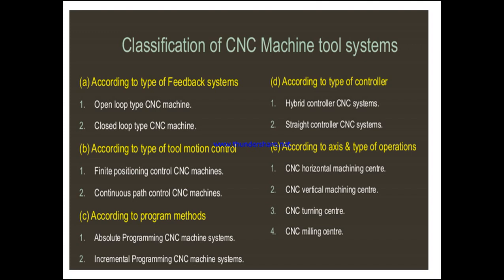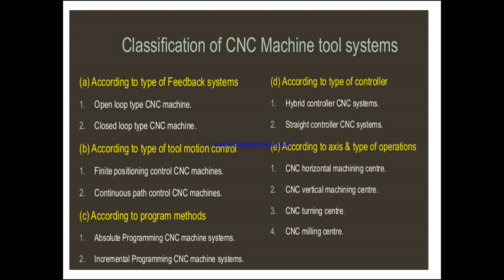Classification of CNC machine tool systems: according to the feedback system, we have open loop CNC machines and closed loop CNC machines. According to the type of tool motion control, we have finite position control CNC machines as well as continuous path control. According to the program, we have absolute programming CNC machines and incremental programming CNC machines.